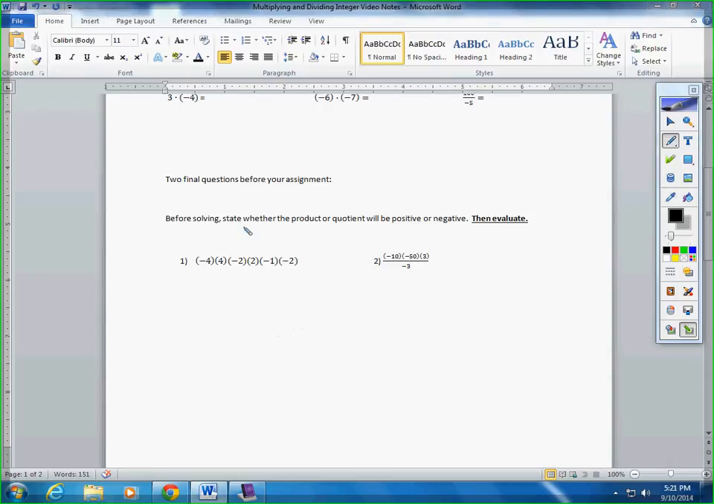So, 2 final questions for you. Before solving each of these, please tell me whether the product or the quotient will be a positive or a negative number.